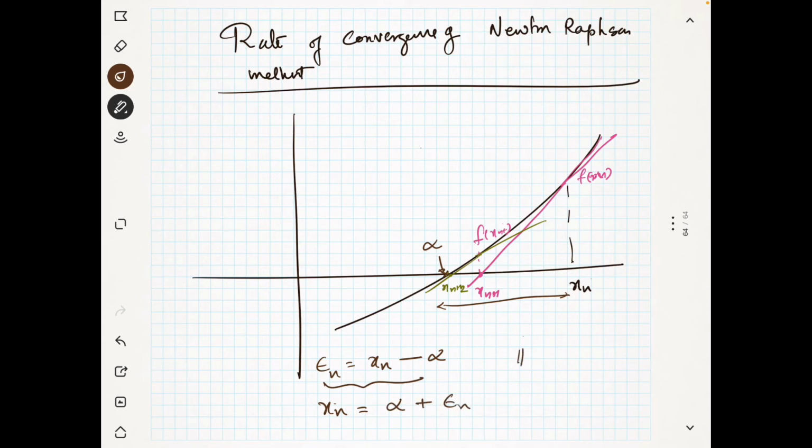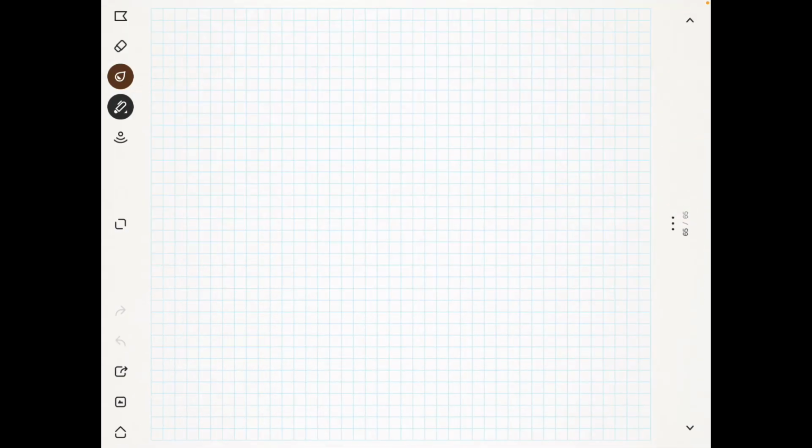Similarly, I can write xn plus 1 is equal to alpha plus epsilon, or error at the n plus 1th iteration, epsilon n plus 1. But note that epsilon n plus 1 is always less than epsilon n, so that your new solution is very close to your actual root. Okay, so you know that this is our formula: xn plus 1 is equal to xn minus f of xn divided by f dash of xn.